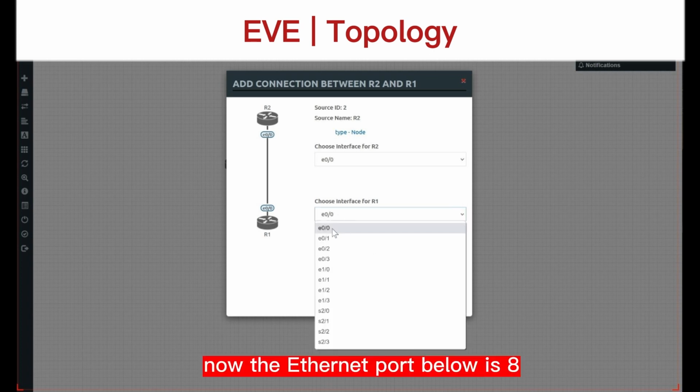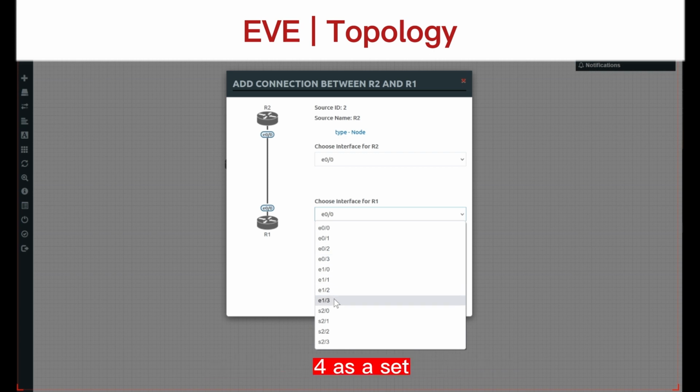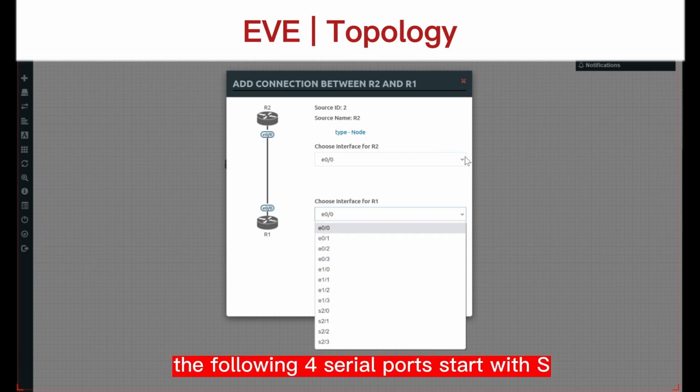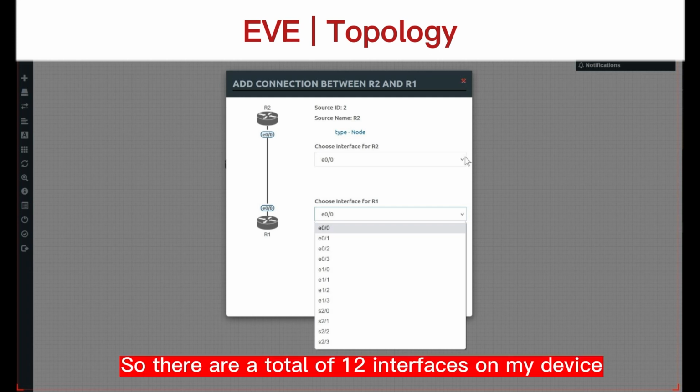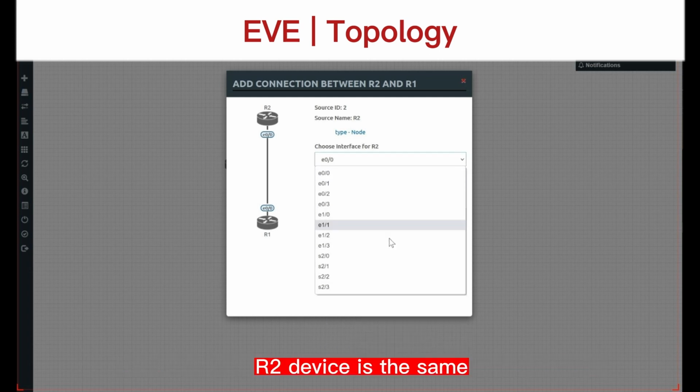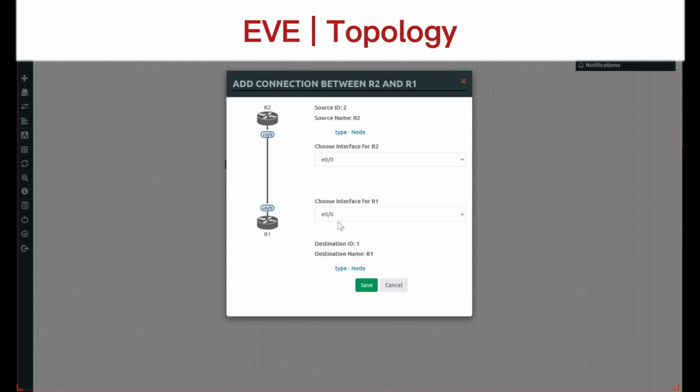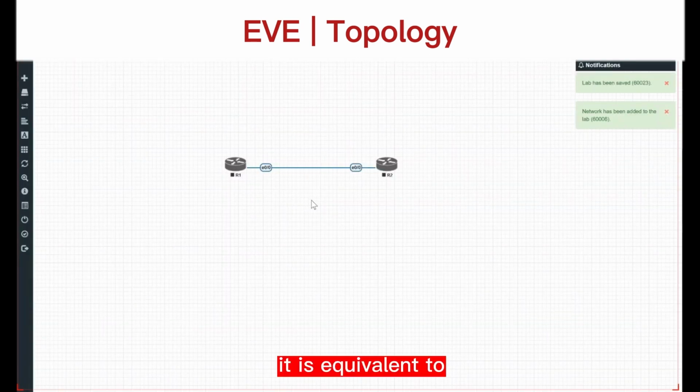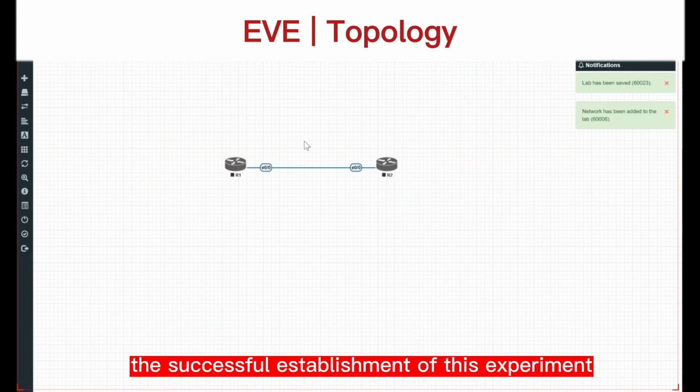Now the Ethernet ports below are 8, 4 as a set. The first set starts with 0, the second set starts with 1. The following 4 serial ports start with S. So there are a total of 12 interfaces on my device. The R2 device is the same. Both are 0. Click Save. After saving, it is equivalent to the successful establishment of this experiment.